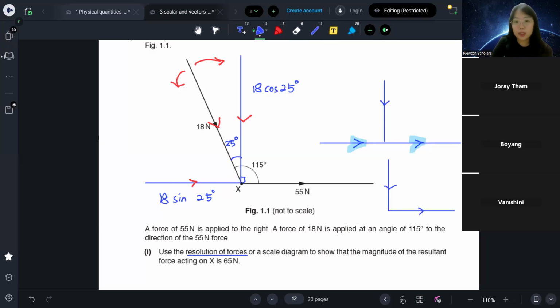So this one, it should be 18 sine 25 plus the 55 Newton. This one should be 18 cos 25. So this one 18 cos 25. This one you add it up. Then tell me what is this value? 18 sine 25 plus 55. Oh, 55 no degree. Okay. I want you to count resultant force.